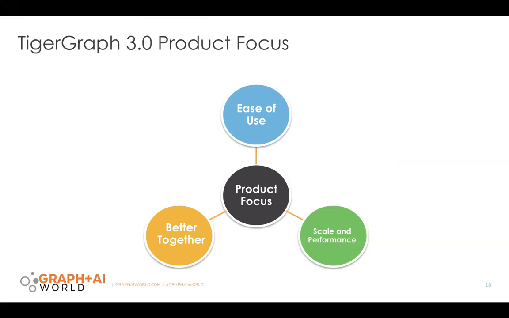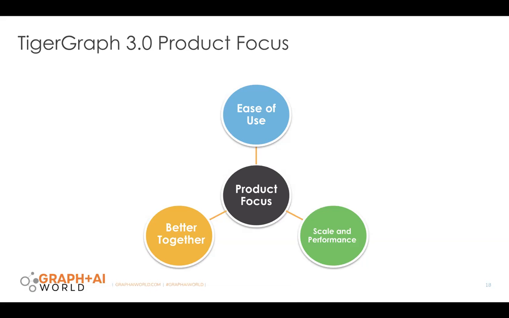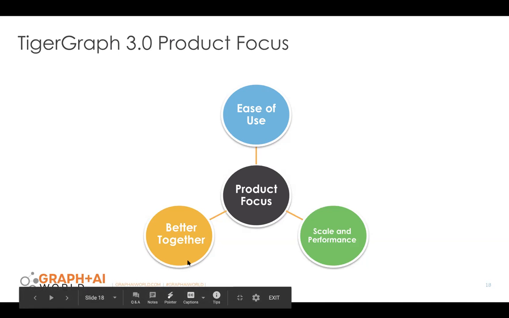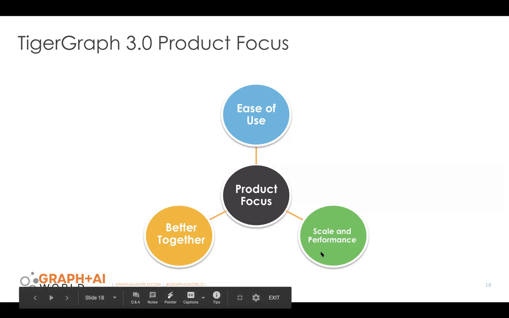The second is better together, which means we are making it easier to integrate with all the ecosystem connectors. And you can see that in module 1, the no-code relational to TigerGraph is part of this better together equation as well. And the third, of course, is very good performance as the leading graph database, in terms of performance and also scale for large data sets. So we are still improving and enhancing our lead in this area in 3.0.